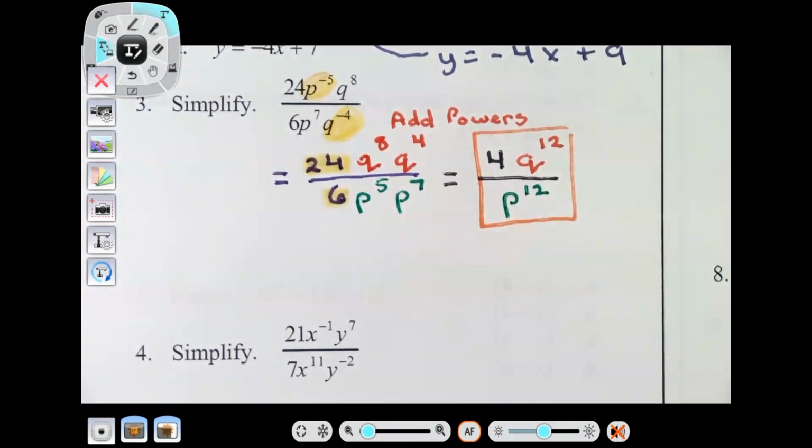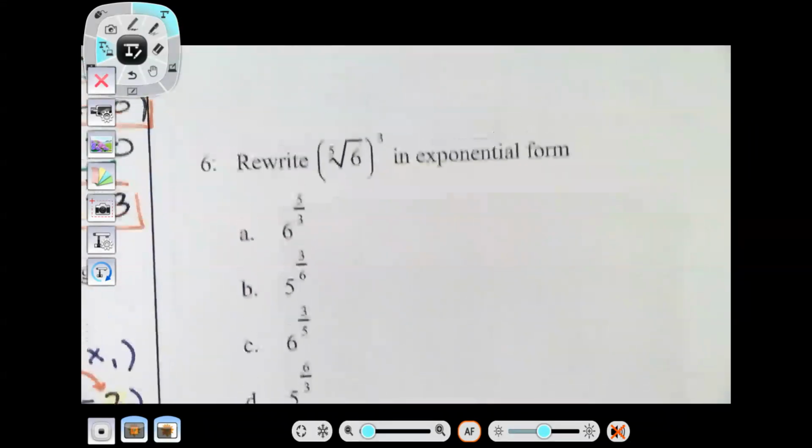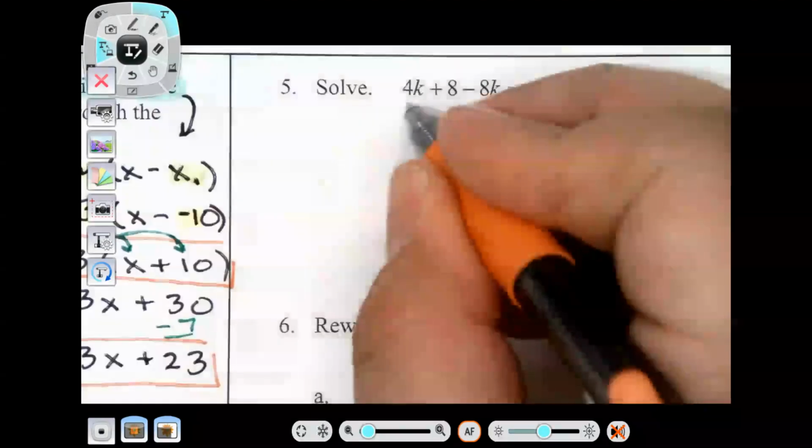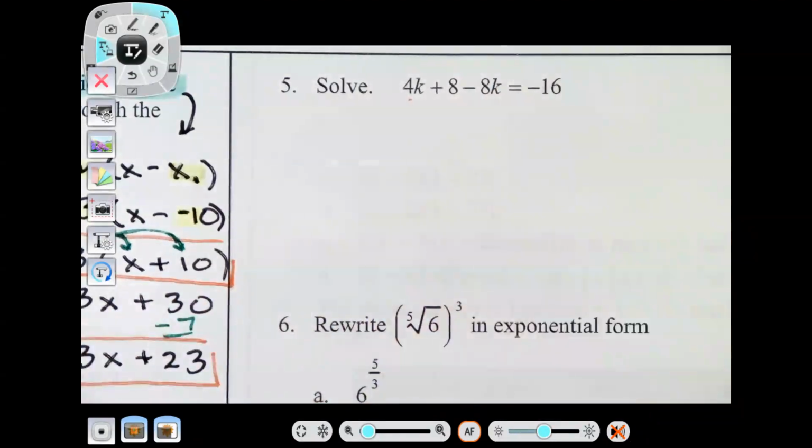All right, we're going to jump to the only new question. So here's number 5. Now, number 5 just says you're going to be solving. Okay, that's easy enough. We've been solving since the start of the semester. This has a K in it. That has a K in it.